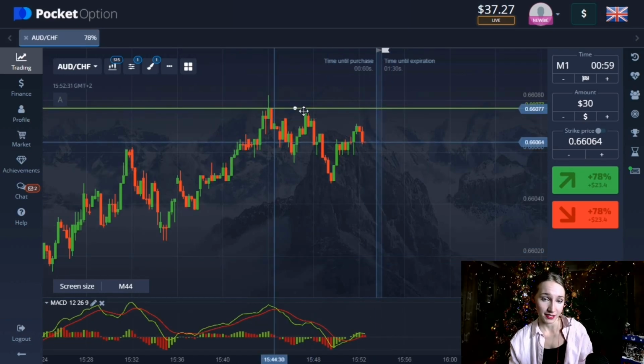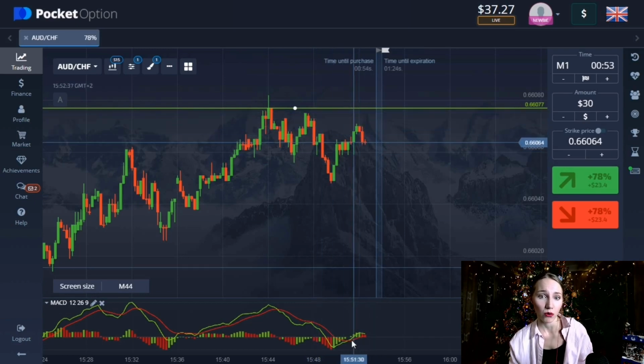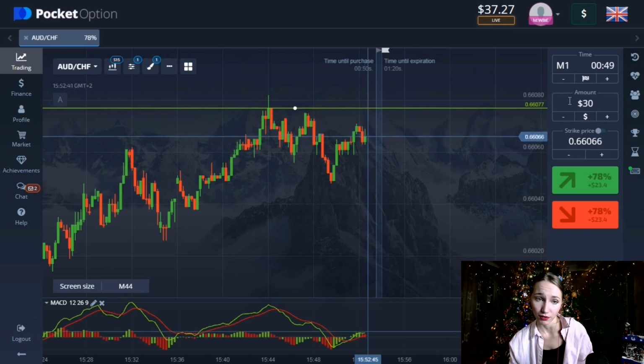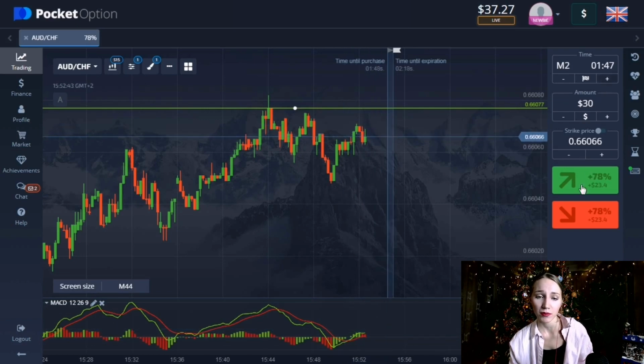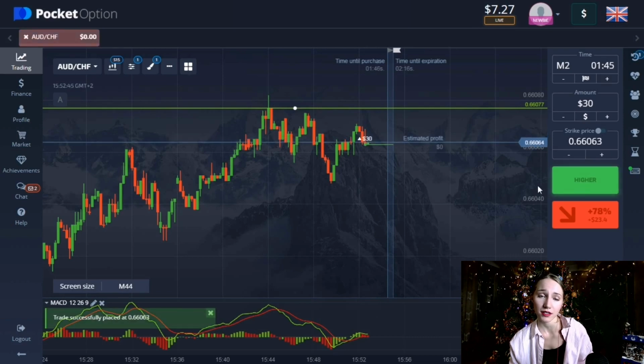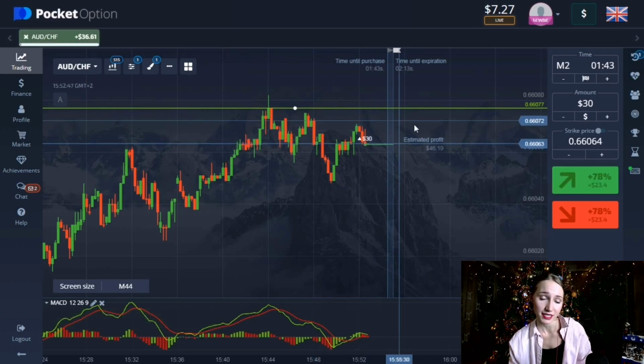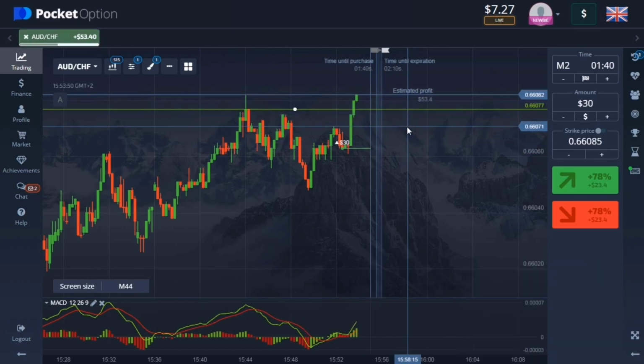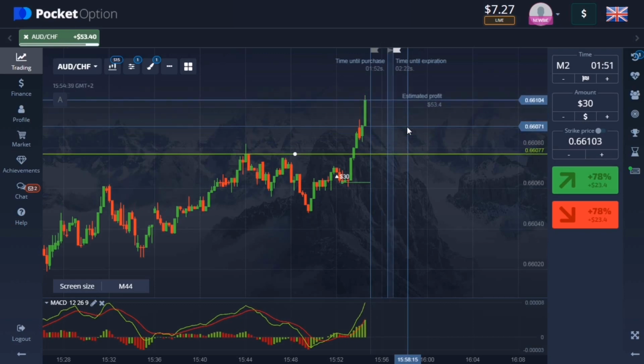Well, here we can see the resistance level, and also after the pullback the price continues moving to this level. So also pay attention to our indicator. It is telling us that there is an entry point for an increase. So let's open a trade for 2 minutes. I think the price will continue moving to the resistance level, and maybe the resistance level will be broken through. We need to check it.